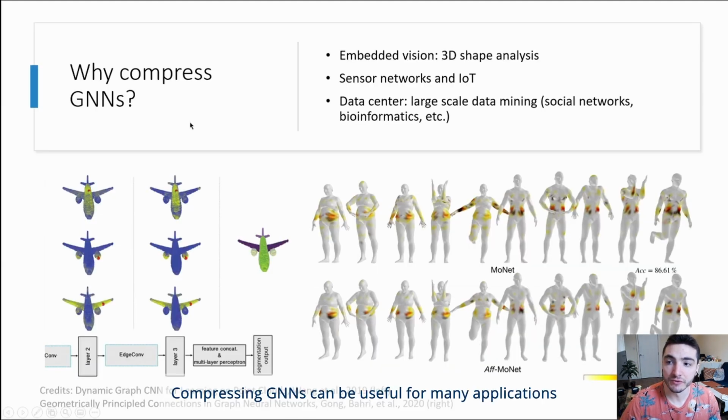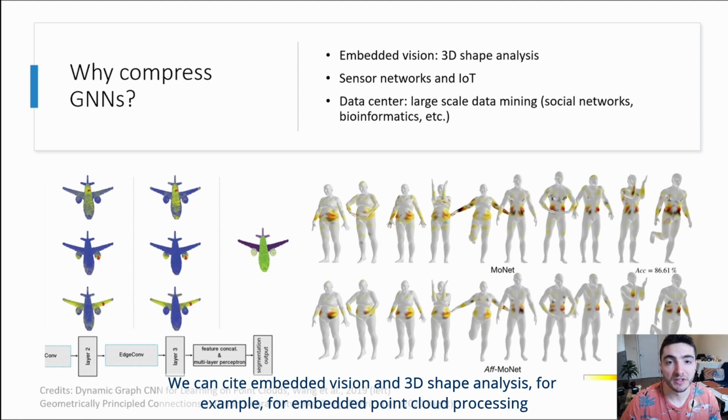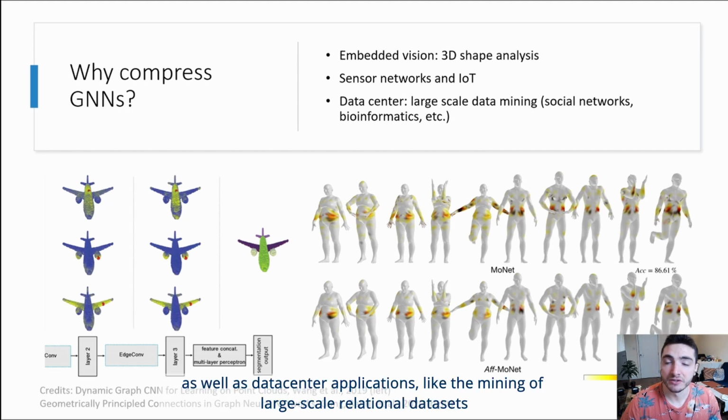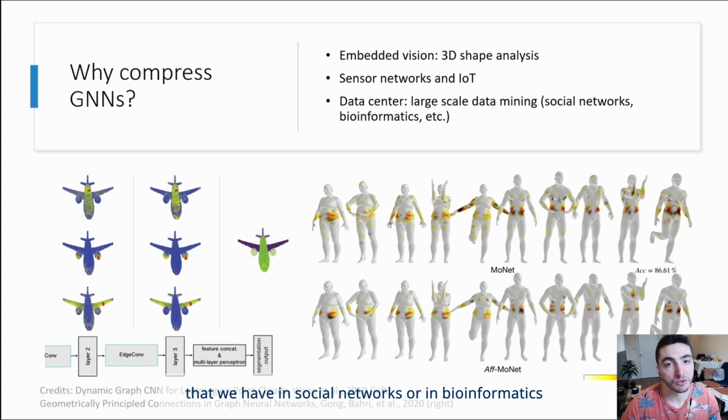Compressing GNNs can be useful for many applications. We can cite embedded vision and 3D shape analysis, for example, for embedded point cloud processing, but also sensor networks and IoT, as well as data center applications like the mining of large-scale relational datasets that we have in social networks or bioinformatics.